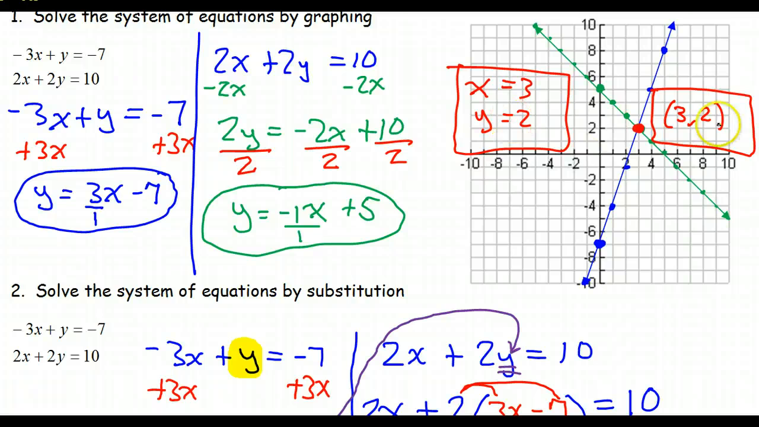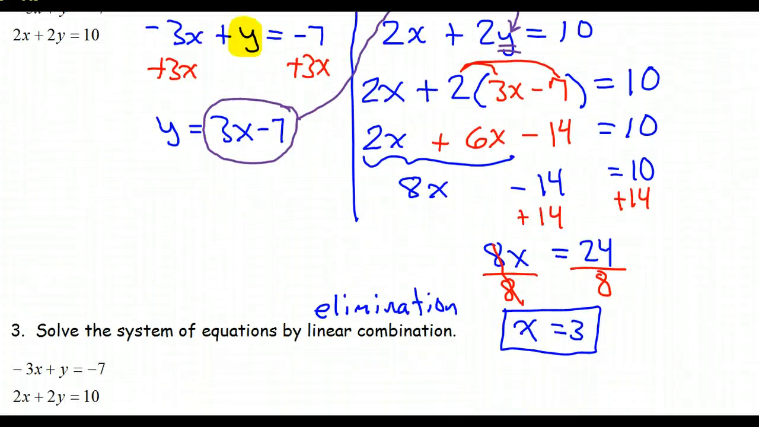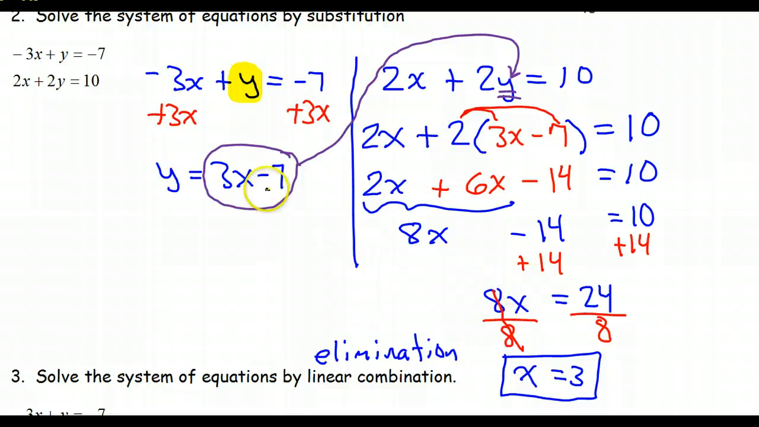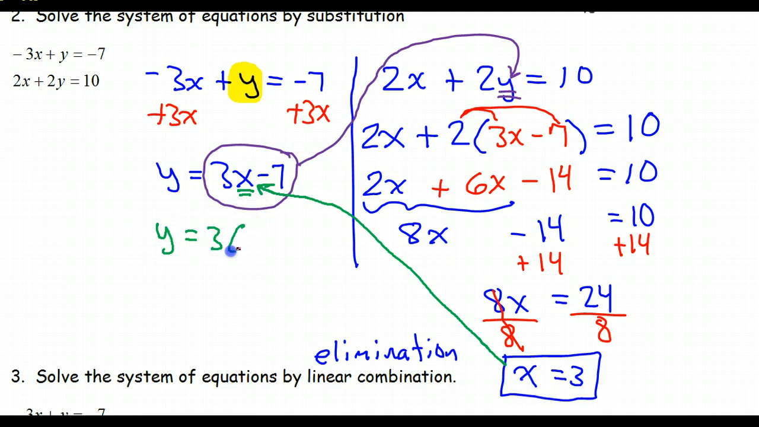So we got the x value, but we still need the y value. So we're not finished with this. The way we get the y value is we take this x value and we substitute it in right here. So this is going to become y equals 3 times 3 minus 7. Again, notice how I like to use parentheses when I substitute. So that's going to give me y equals 9 minus 7, or y equals 2.